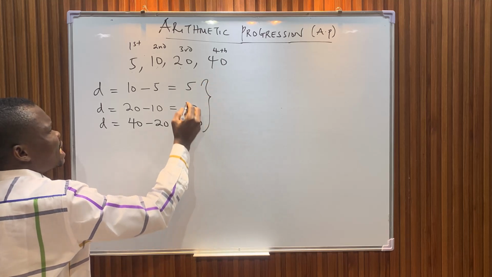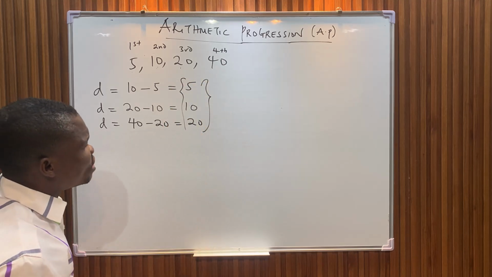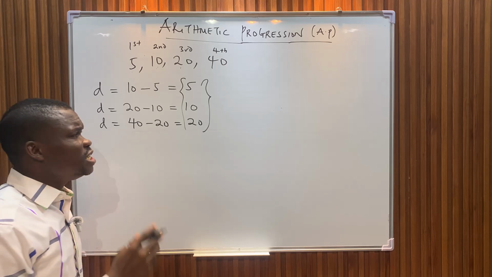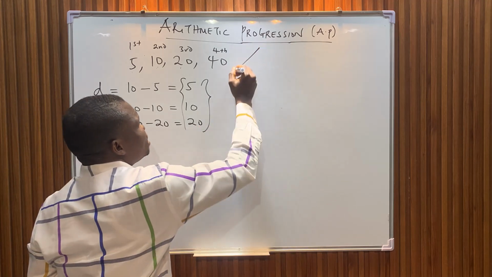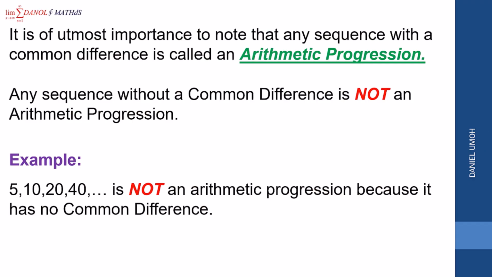You can see clearly that the difference between each of the consecutive terms of the sequence is not common. Because the difference is not common, this sequence is not an arithmetic progression. I hope you understand that.